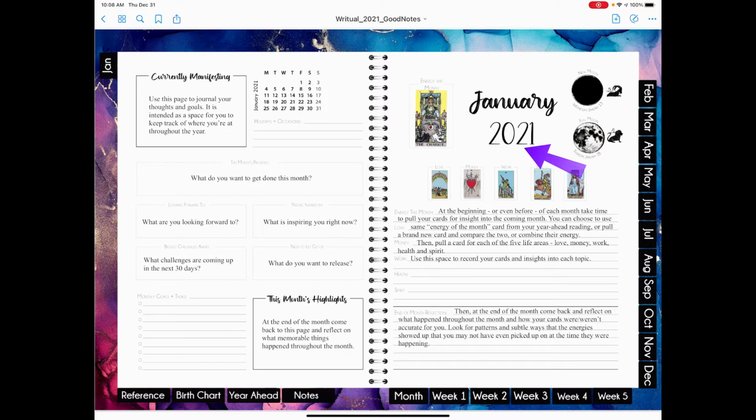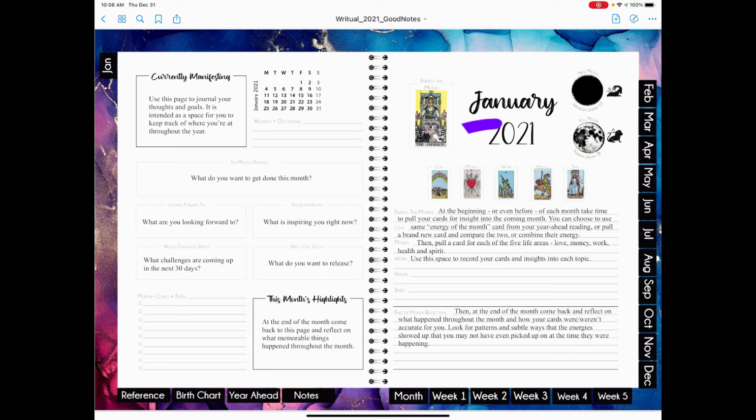Your energy this month, you could use two different ways. You could bring over your card from the year ahead spread that you already did, or you can draw a brand new card and see how those two interplay or don't, compare, contrast, see how they work together. Totally up to you and what fits your practice.